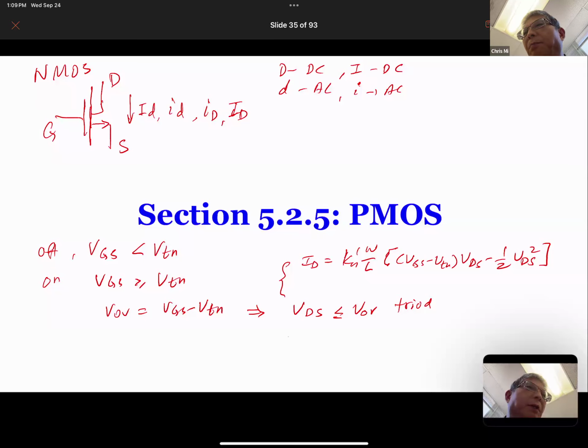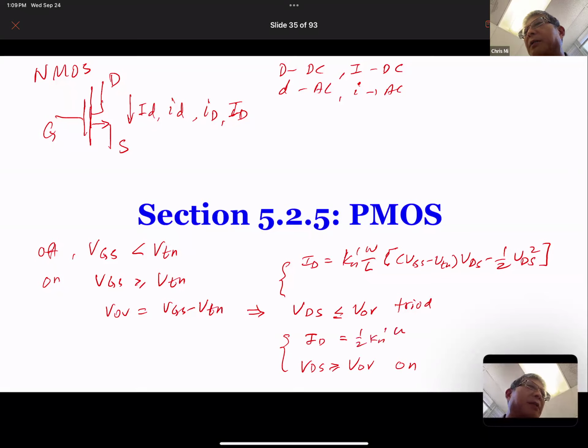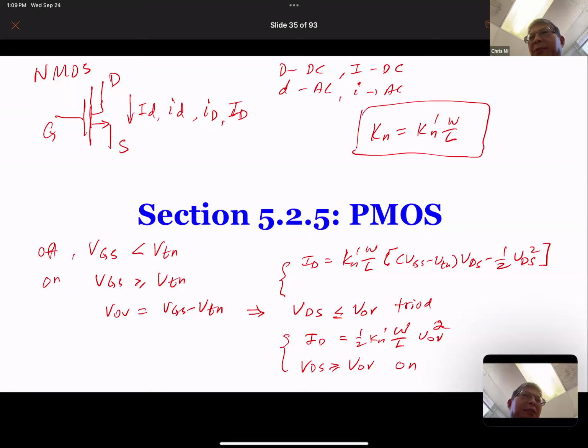And for VDS larger than VOV, well, VOV is the boundary condition, so you can put the equal sign either way. In this case, ID will be equal to 1/2 Kn prime W over L times VOV squared. Again, here VOV is just VGS minus VTN. Also here, sometimes it's just Kn equal to Kn prime times W over L. So this equation is sometimes used interchangeably.